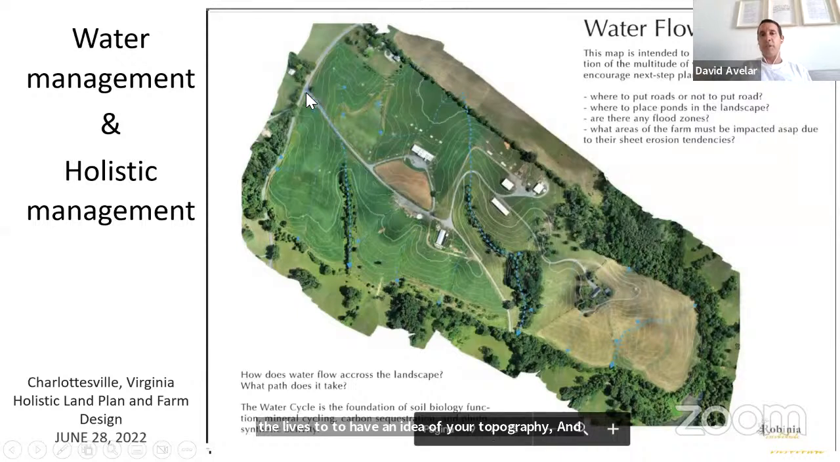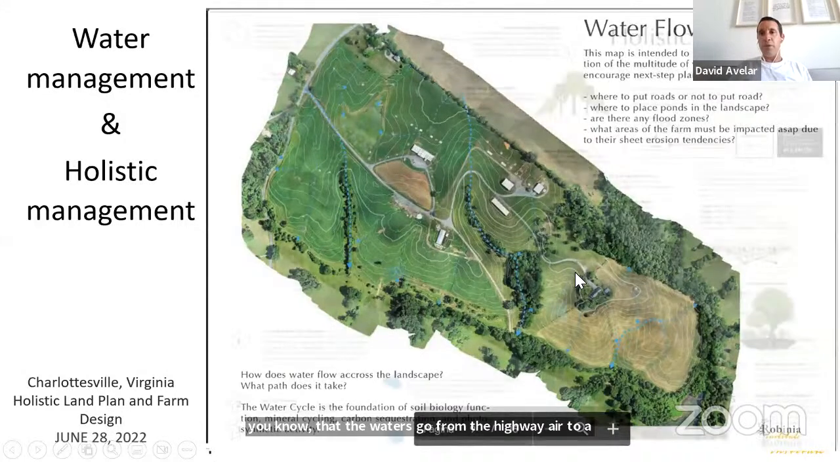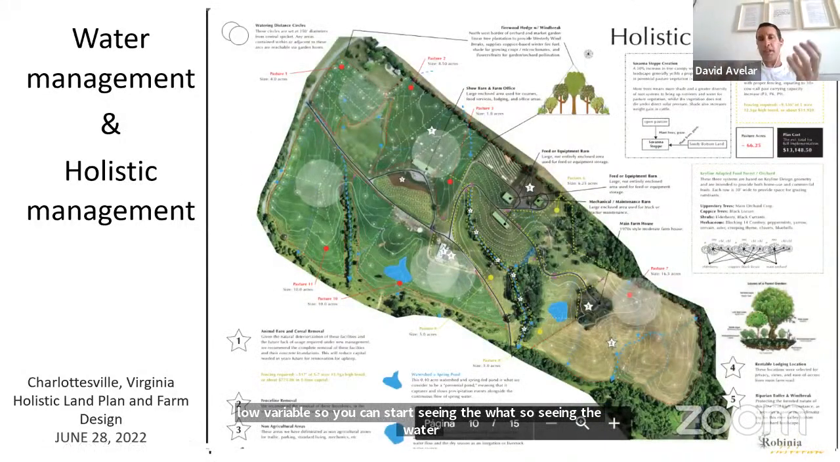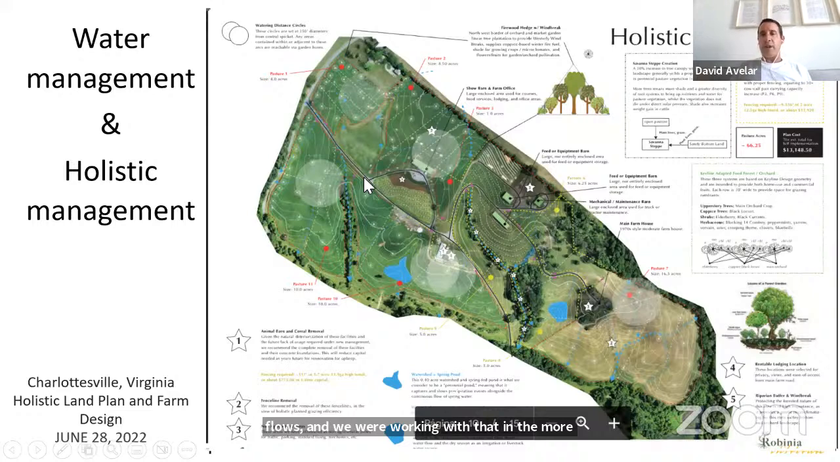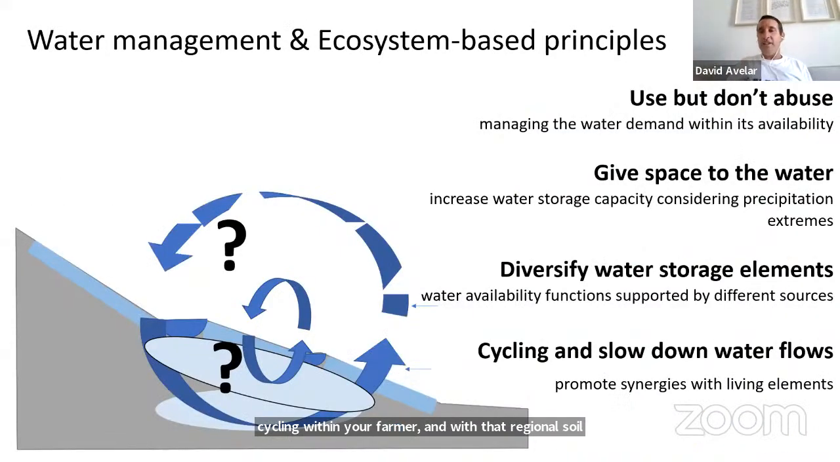You know that the waters go from the high level to a low level, so you can start seeing the water flows, and we work with that in the more holistic plan, where you have the swales, the swale stories, the key line, and your farm divided in parcels, in areas for controlled grazing. With that you can start cycling within your farm, and with that regenerate the soil and increase the water availability.